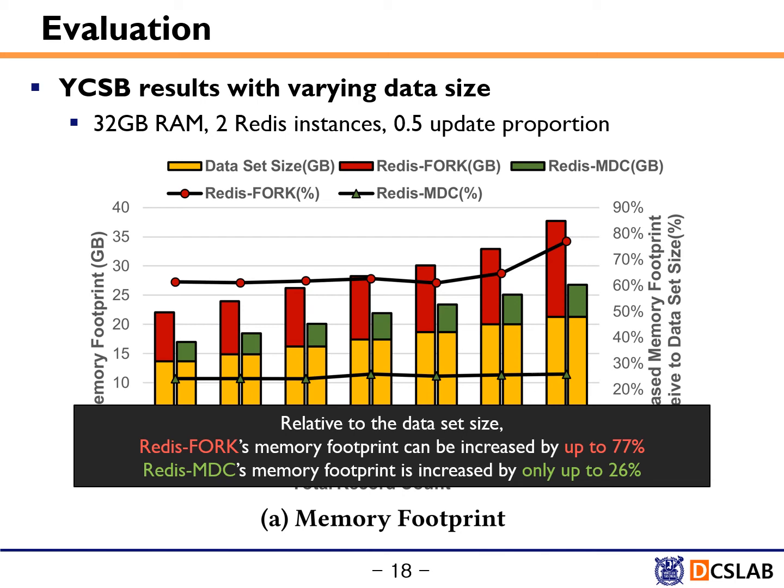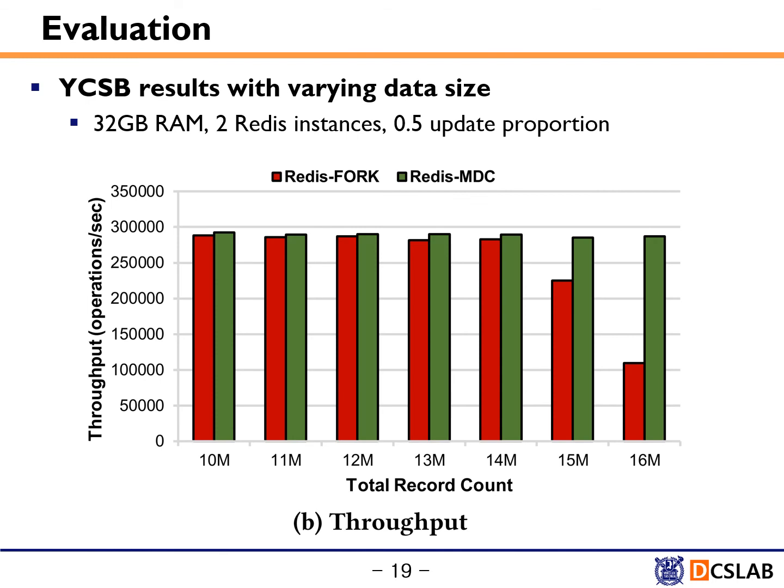Note that our machine has 32 GB of memory, so beyond that limit, swap can occur. You can see that for 60 million records, Redis fork's memory footprint exceeds the system memory limit, even though the dataset size is only 21 GB. This figure shows the throughput of the YCSB workloads with the same configuration as the previous one.